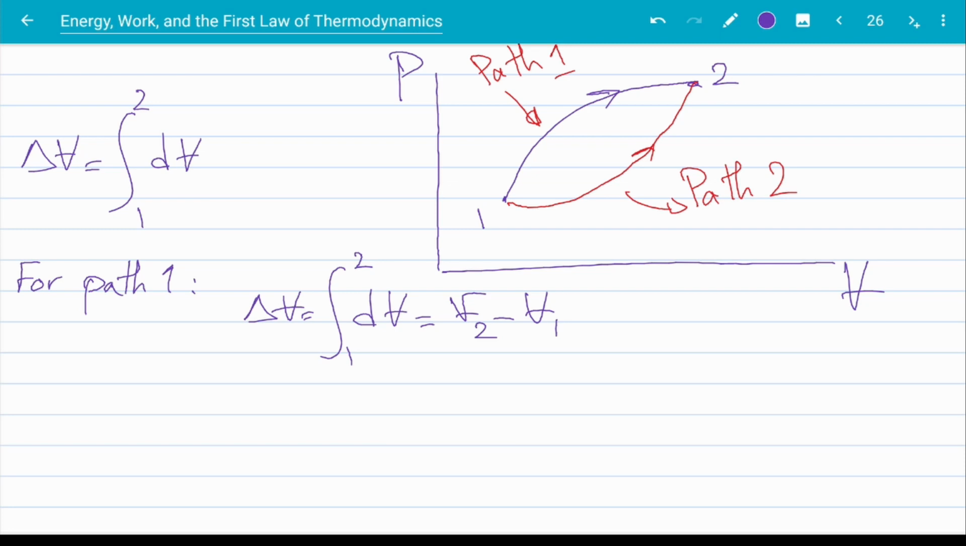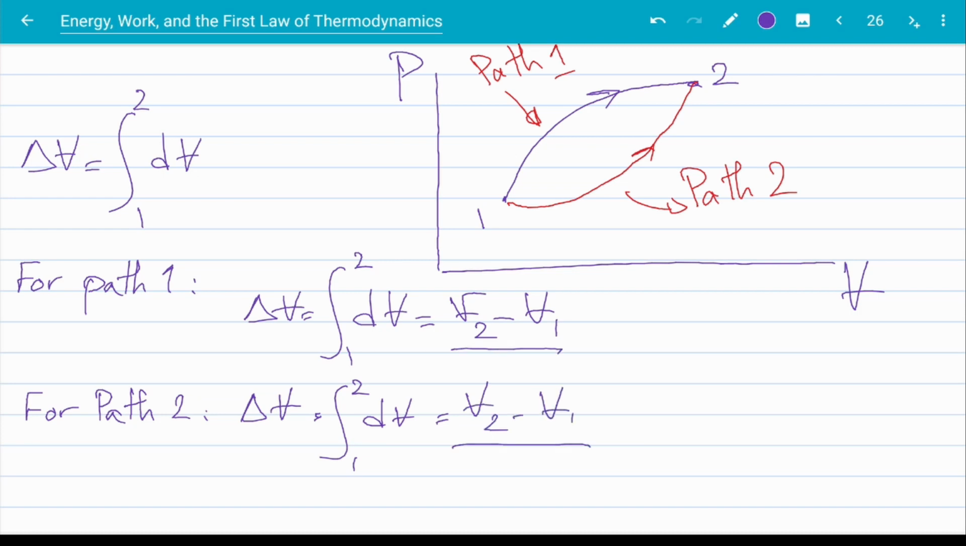If our system goes from state 1 to state 2 through the red line, how much has the volume changed? Again, delta V is the same integral from 1 to 2 of dV, which is V2 minus V1. Now you see, regardless of the path we take, the change of volume is the same. So volume is a point function. It is independent of the path that we take.